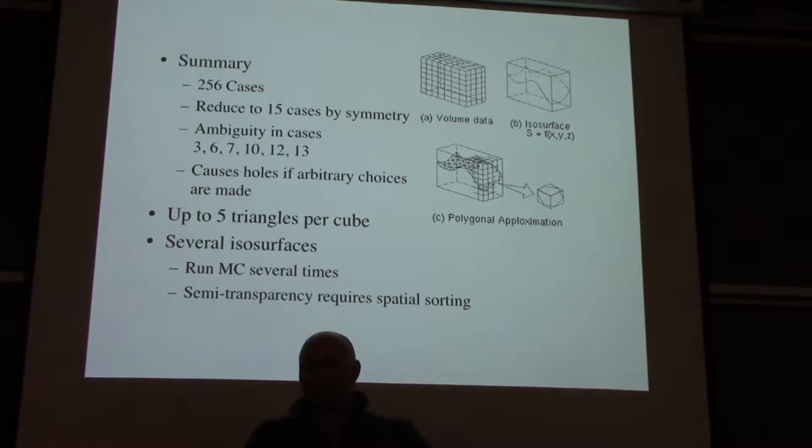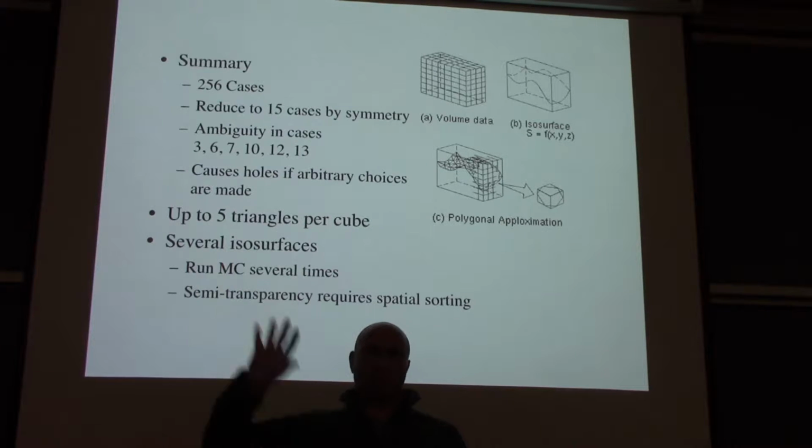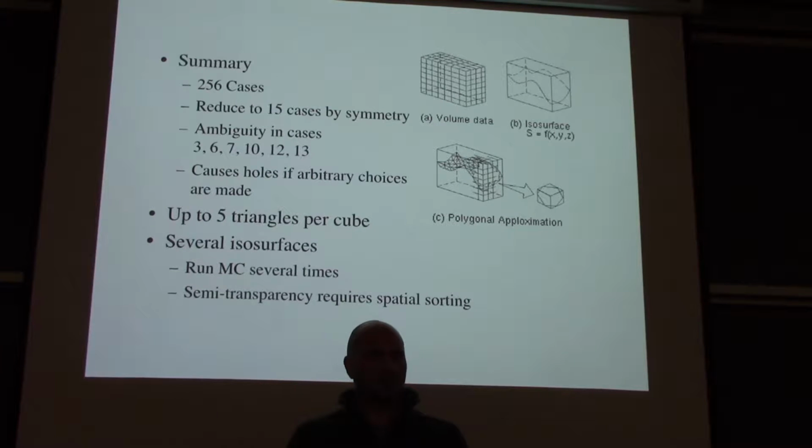Now, what do you do with the triangle data once you have it? In practice, you end up with anywhere from 0 to 5 triangles per cube. It's minimum 1 triangle per cube, because otherwise you would just discard it. That's the 0 case. And you have to stitch this together into one big mesh. And there are several ways of doing this.